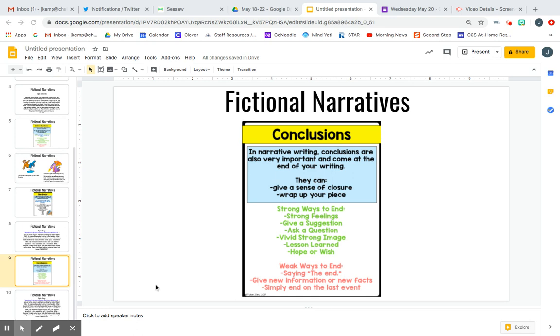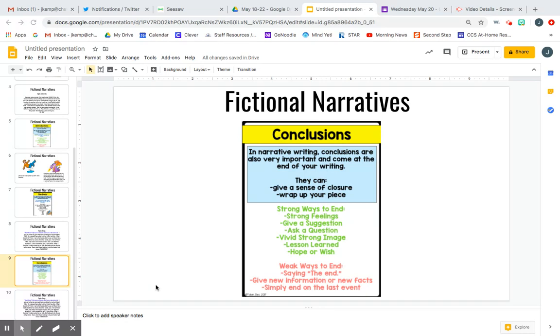A conclusion is a way to wrap up the end of your story. So my little chart here says, in narrative writing, conclusions are also very important and come at the end of your writing. They can give a sense of closure and wrap up your piece. So basically what those mean is that it's giving the reader an ending and it's giving them a part of the story that is telling them that this is the end and there's kind of nothing else that they would really be wondering about. They can tell that the story is over right then.